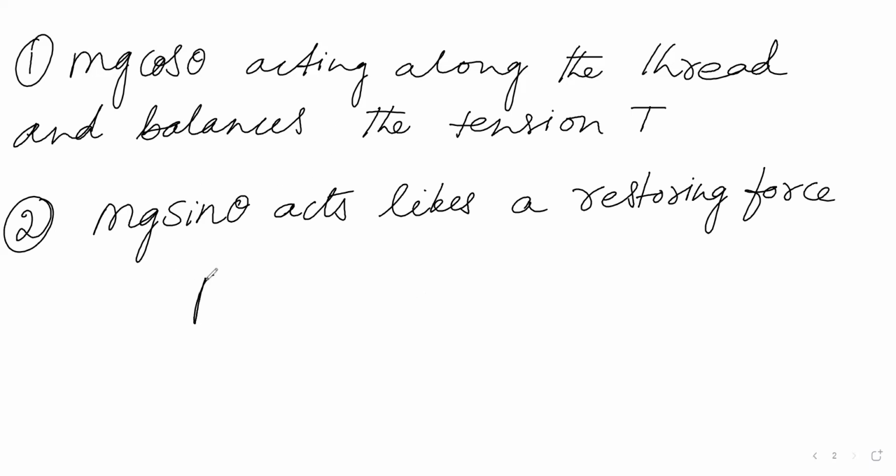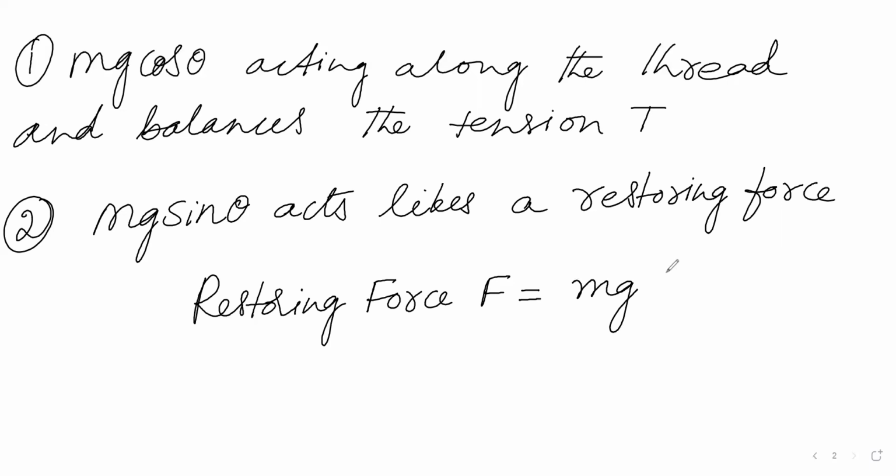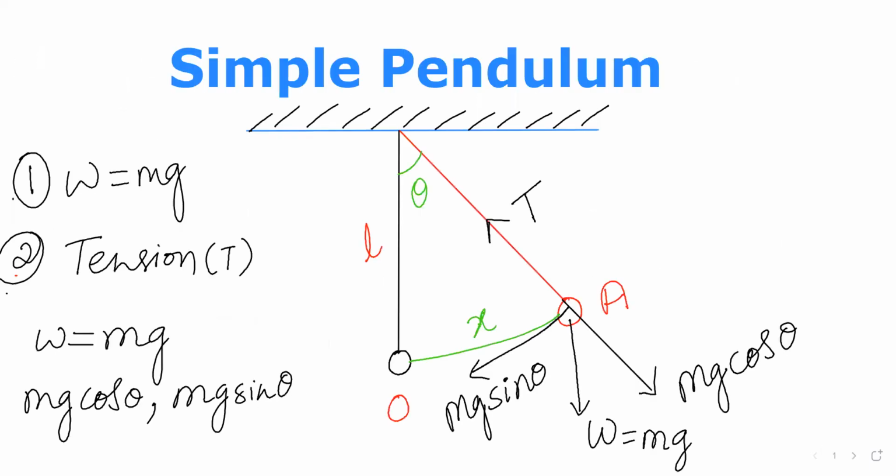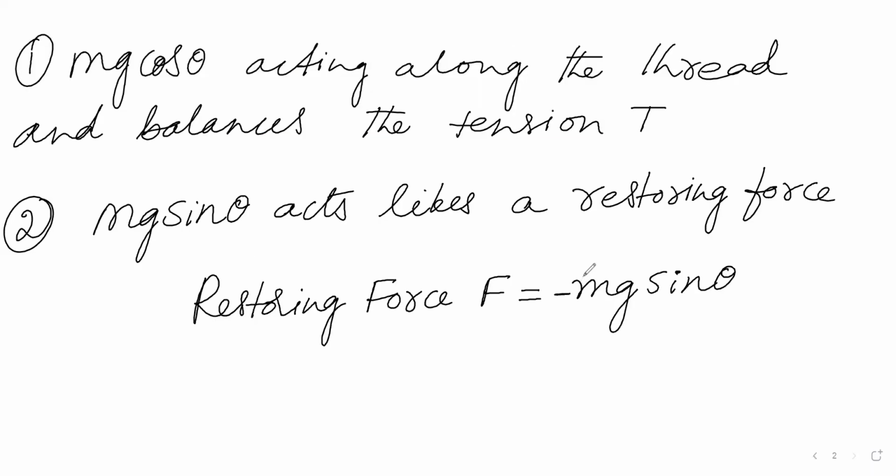So then I can write the restoring force F equals mg sin theta. I'll take a minus sign here because the restoring force always acts opposite to the displacement of the body. The body is displaced from O to A, but the restoring force acts in the opposite direction. Hence, I have taken minus here.